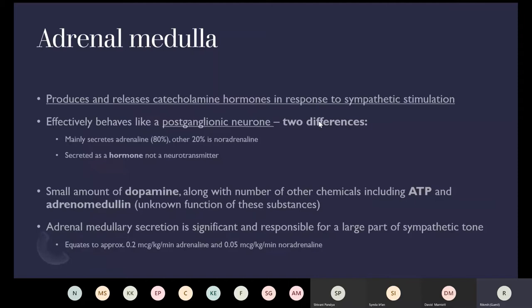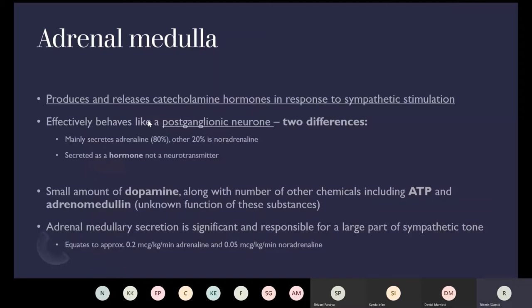There's a couple of differences. It mainly secretes adrenaline, about 80%, and the other 20% is noradrenaline, and it's secreted as a hormone, not a neurotransmitter. There are small amounts of dopamine, and a few other substances that it produces, so ATP and adrenomedullin, but they don't really know what these do or the degree to which they're secreted. The secretion is about 0.2 micrograms per kilo per minute of adrenaline and 0.05 micrograms per kilo per minute of noradrenaline, and it's responsible for sympathetic tone.